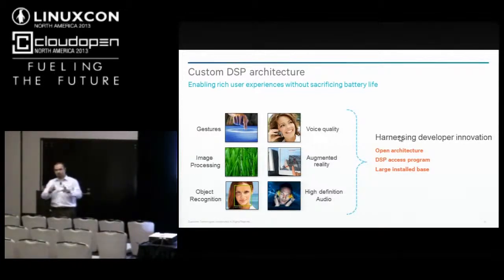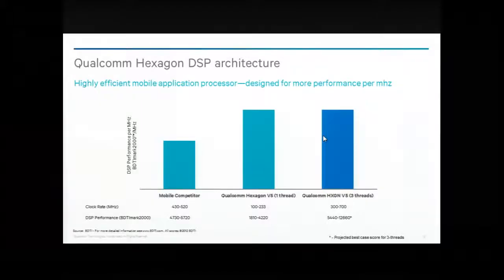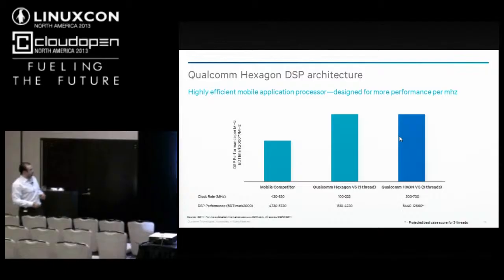And we have this Hexagon, so the DSP is called Hexagon, and we have this Hexagon DSP access program, which allows you to get really at a low level. So besides the SDK, that's more geared towards the app developers, there's a DSP access program that's more for the low-level optimizations on the DSP. So that's another area to look into, as far as things like image processing, voice quality, high-def audio, a lot of use cases for a dedicated DSP. More benchmarks, but this shows you we went from Hexagon DSP V5, which was one thread, to the new one. Actually V5 does three threads, but you can see how the performance has gone up just by multi-threading on the DSP itself.